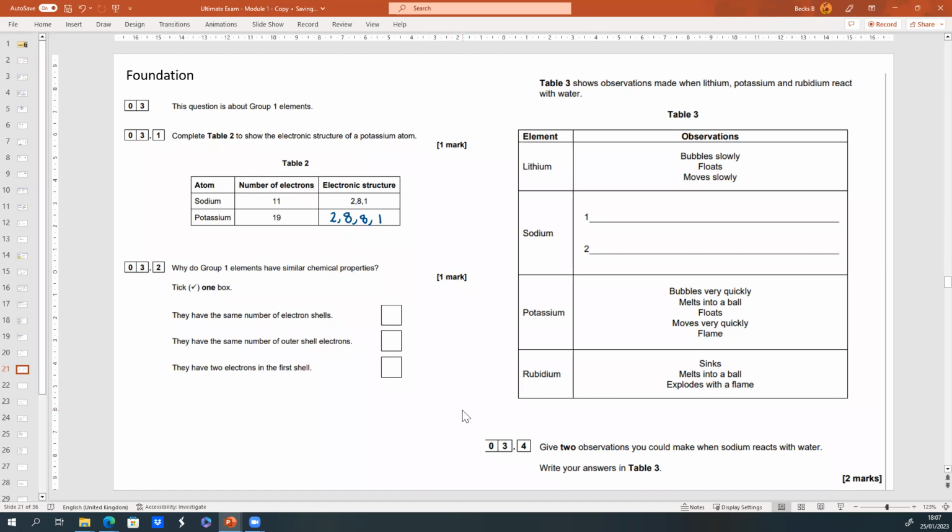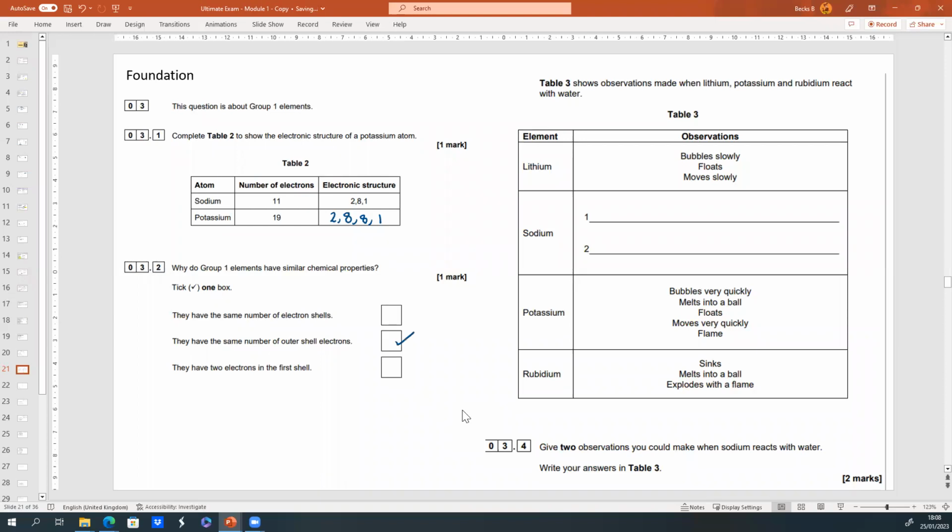Okay, why do group 1 elements have similar chemical properties? The way that something reacts is all to do with the number of electrons. Does it want to gain them, lose them? If it wants to gain or lose, it will be more reactive. Your group 0, because it's got a full shell, they don't want to lose or gain, they're quite happy on their own. So the reason that group 1 have similar chemical properties is because they've got the same number of electrons in their outer shell.